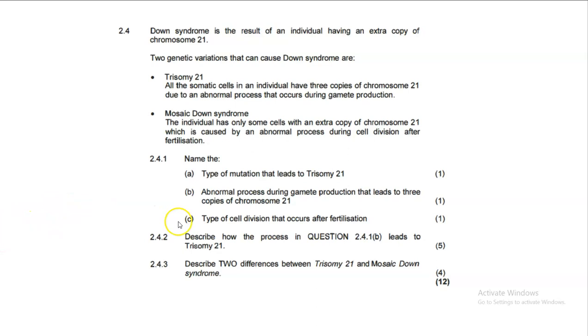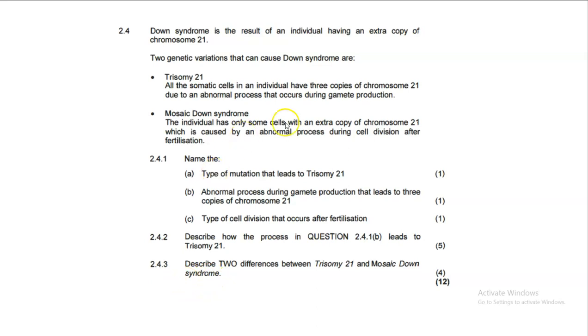So in trisomy 21, the extra chromosome 21 is in everyone. Mosaic is not in everyone. So trisomy 21 is the most common one. Mosaic is the rare one, or it's less found. So those will be your 2 points which you can also focus on.